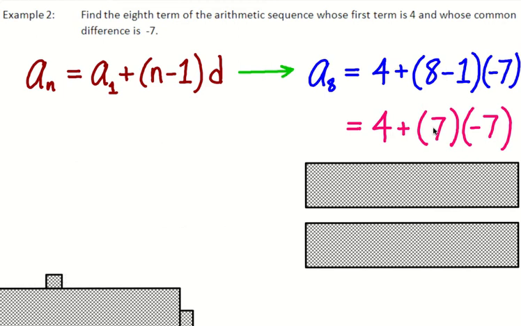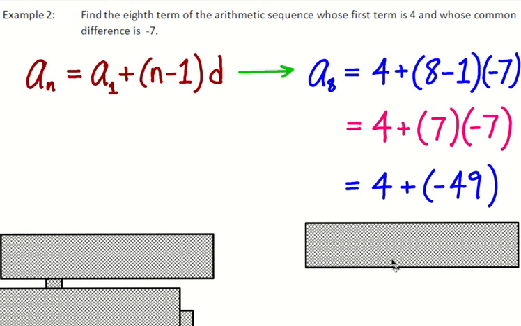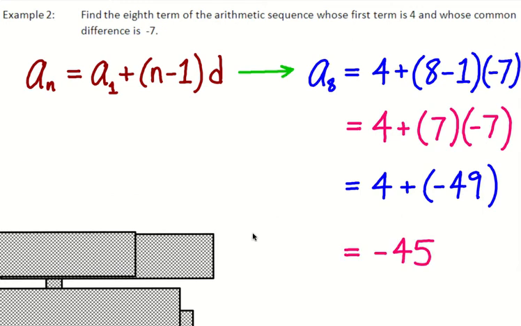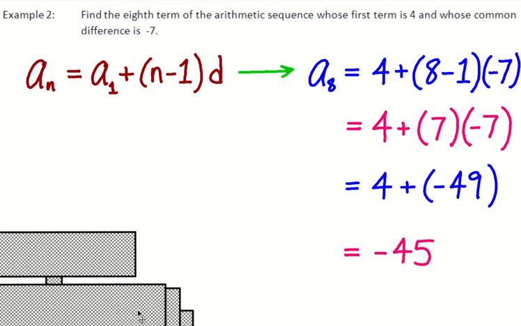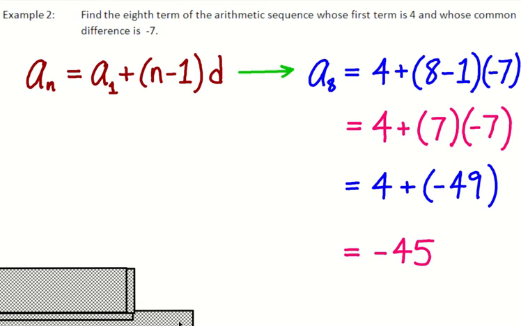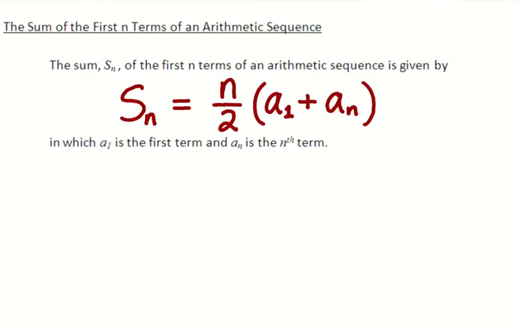8 minus 1 is 7. You do that first. Then you multiply. Then you do the 4 plus -49. Adding, subtracting, whatever the heck you want to call it. Just do the operations in the correct order. Because, look, formulas are guaranteed answers as long as you're plugging into them correctly. Moving on.